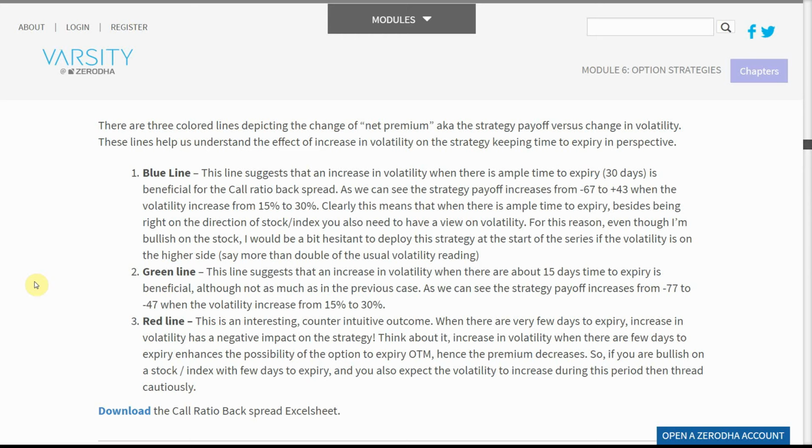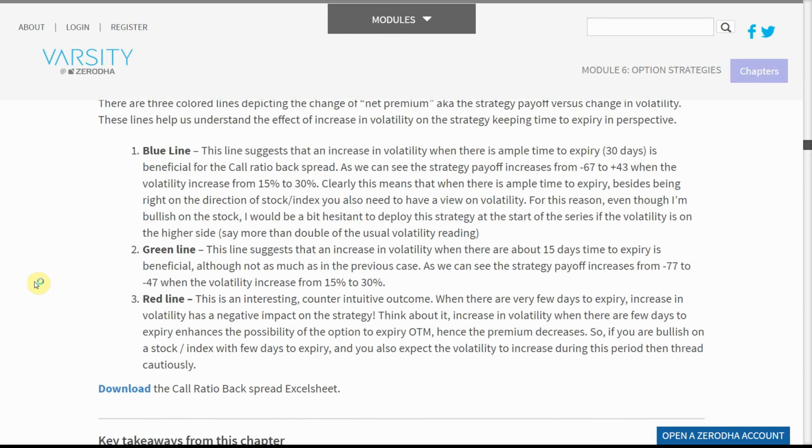Red line. This is an interesting counterintuitive outcome. When there are very few days to expiry, increase in volatility has a negative impact on the strategy. Think about it. Increase in volatility when there are few days to expiry enhances the possibility of the option to expire OTM. Hence the premium decreases. So, if you are bullish on a stock index with few days to expiry, and you also expect the volatility to increase during this period, then tread cautiously.